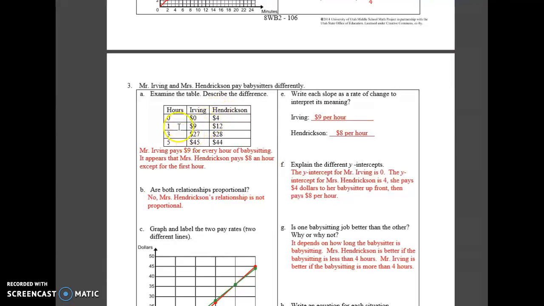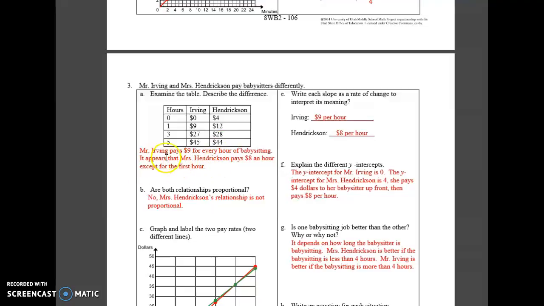Then, when they've stayed for 1 hour, Mr. Irving's now paid them $9. She's paid them a total of $12. But if you notice, she's only paid them $8 more. Where he paid them $9 for the first hour, she's only paying $8. So then after 3, he paid 9 more 2 times, or 18 more. She paid 8 more twice, or 16 more. Then we go up to 5. He's paid another 18 to 45, and now she's 44.